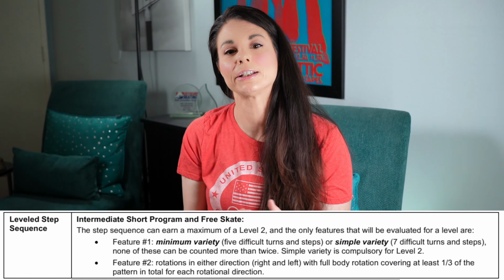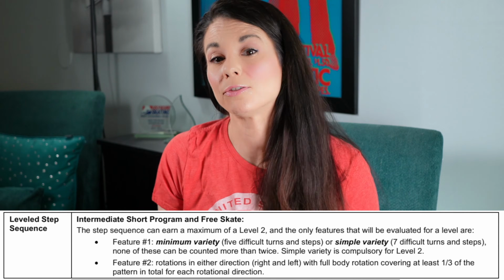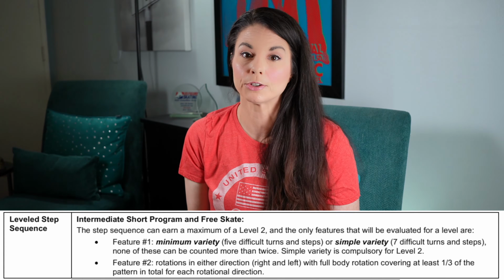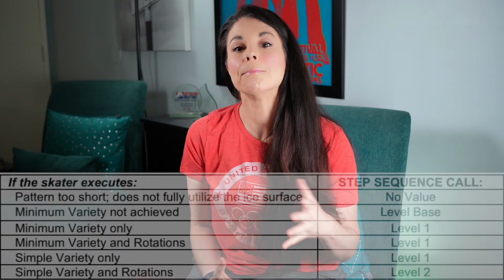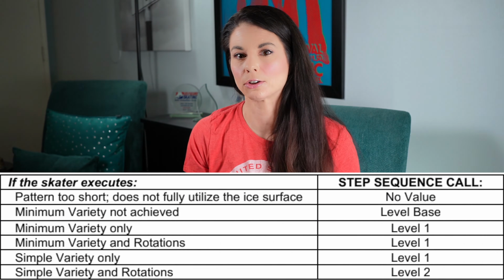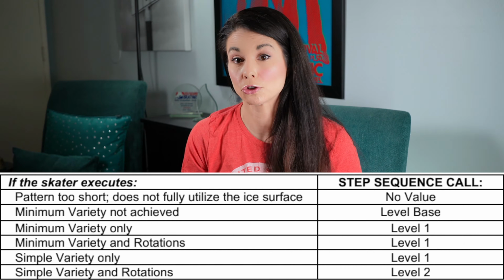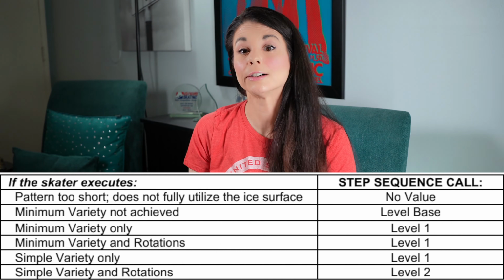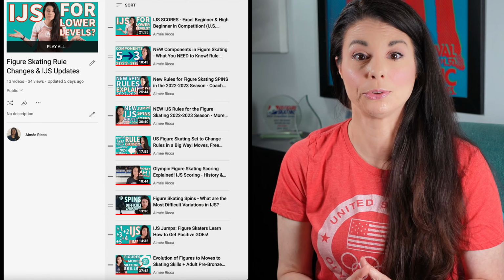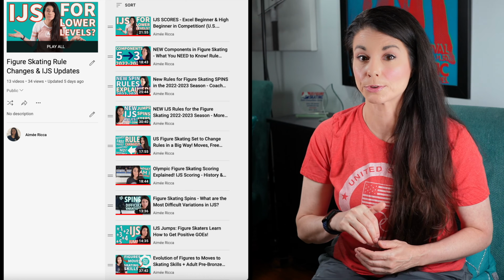In intermediate, you can only get awarded 5 difficult turns for a level 1 or 7 difficult turns and rotation for a level 2. The maximum that an intermediate skater can reach is a level 2. If you're competing intermediate, you cannot be awarded a level 3 or a level 4. To be clear, nothing has changed for the intermediate step sequence. I have other videos about turns and steps. The rule changes too. There's a link to all of them in the description down below.